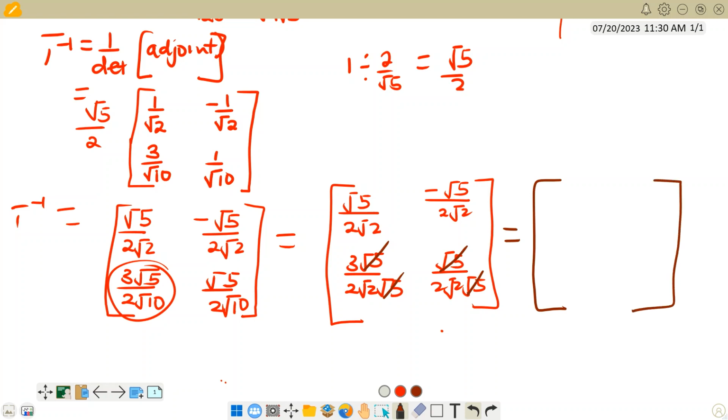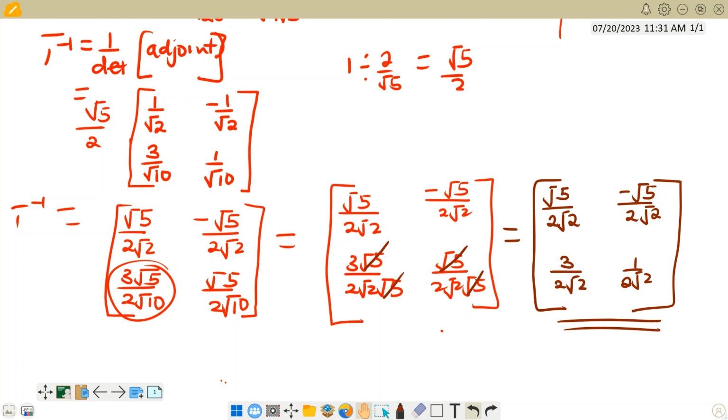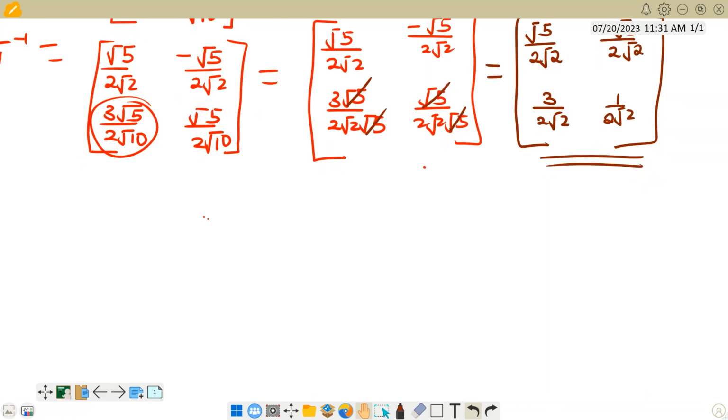so that we have this here as the simplified inverse of t: square root of 5 over 2 square root of 2 there, and then here we're going to have minus square root of 5 over 2 square root of 2, and then down here we're going to have 3 over 2 square root of 2, and then over here we're going to have 1 over 2 square root of 2. So that is our inverse of t. Okay, so at least we have the inverse of t, which will somewhat make our work a bit easier.